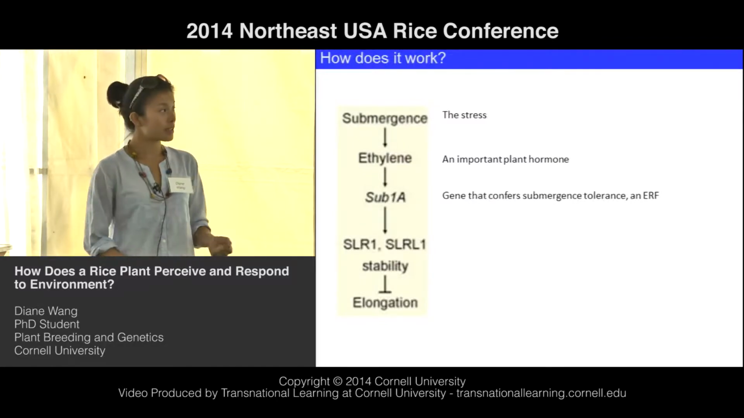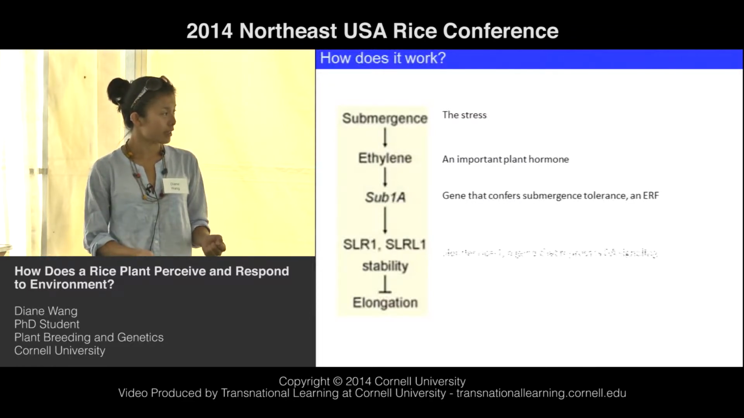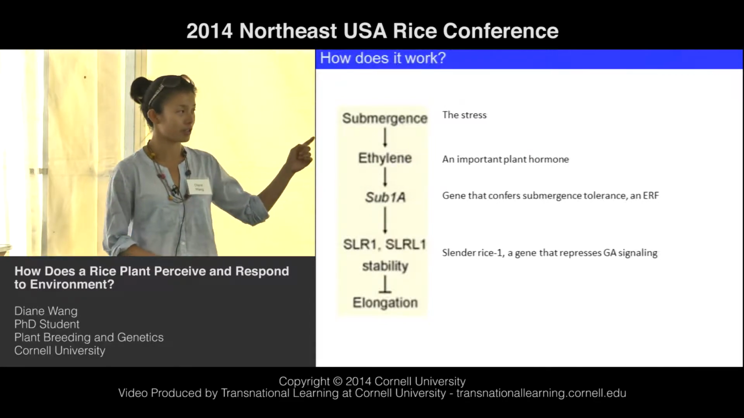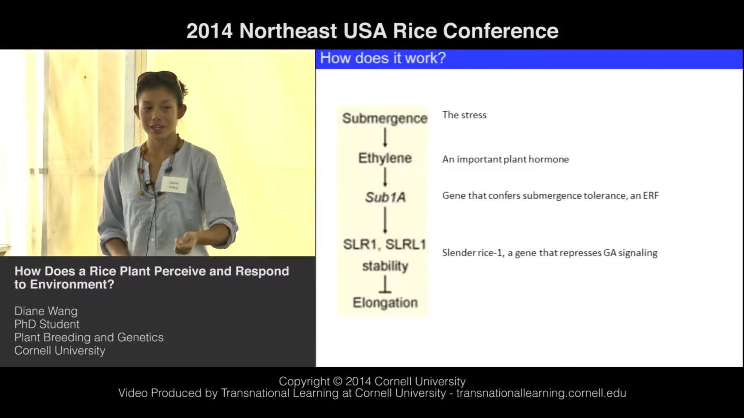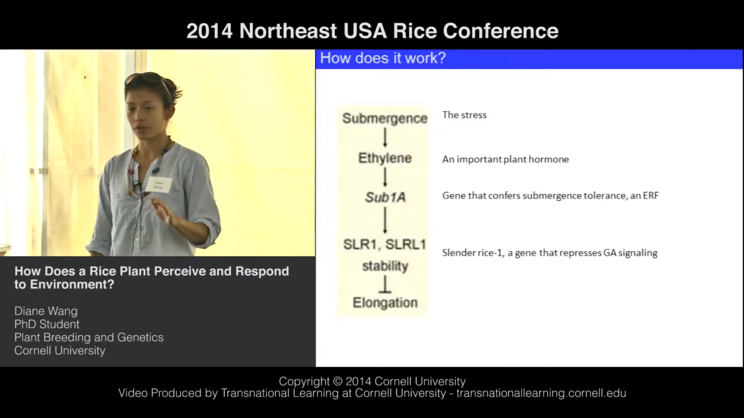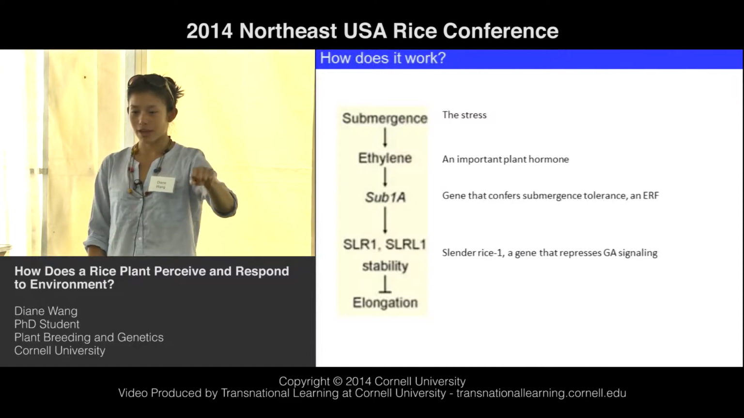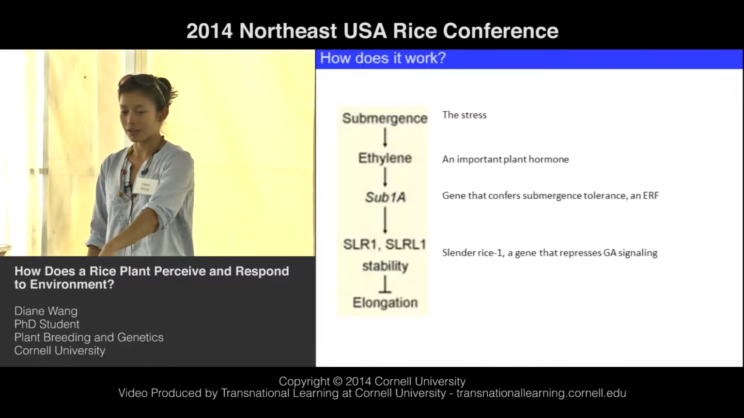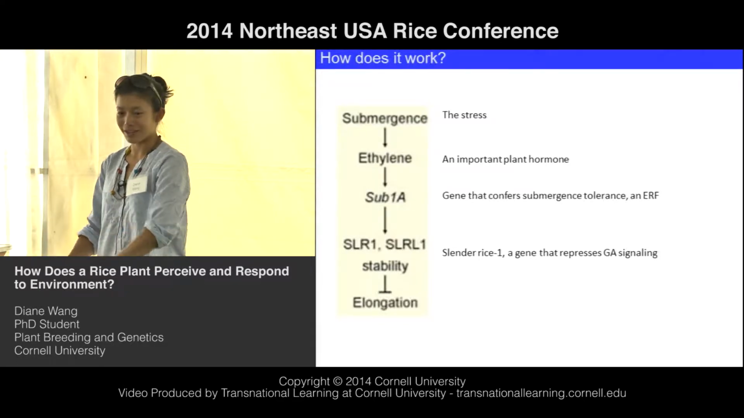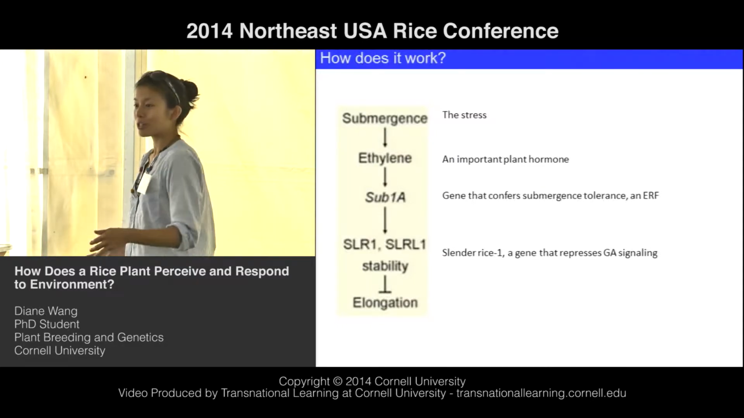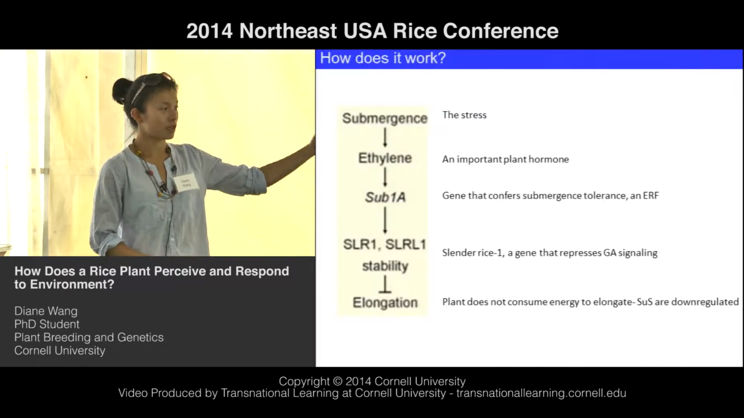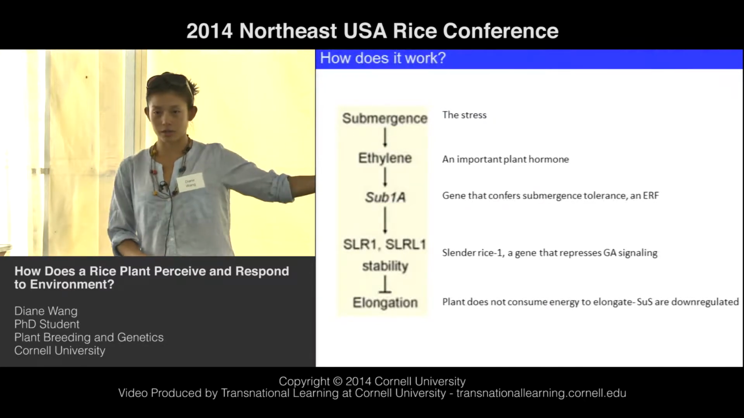And what SUB1A does is it induces another gene called slender rice 1, and that gene's function is to suppress GA signaling. GA is gibberellic acid, which is yet another plant hormone, and what that normally does is it promotes growth. So if you've got something, SUB1A, that's inducing something else that's a repressor of something else, in the end you're going to end up repressing whatever that original function is. And so in this case of submergence tolerant rice, we get plants that do not elongate, and therefore they do not consume energy.